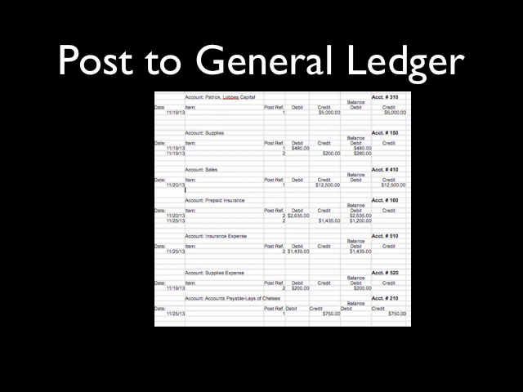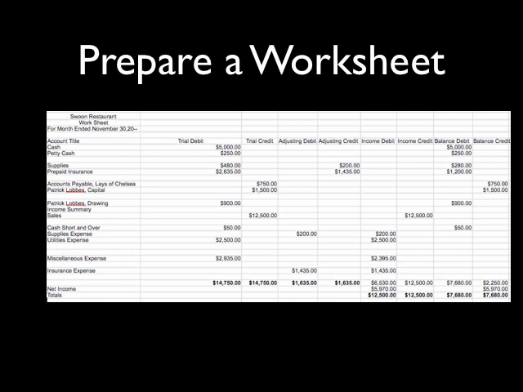And then after that you'd have to create a worksheet, which just helps you figure out what's in the company. So you put in adjustments for, say, if you use some of your supplies, we have to know how much of your supplies is left. So we had $480 of supplies to start with, then we used $200 of those supplies. So we have to post that somewhere, and we'd put that in the worksheet.